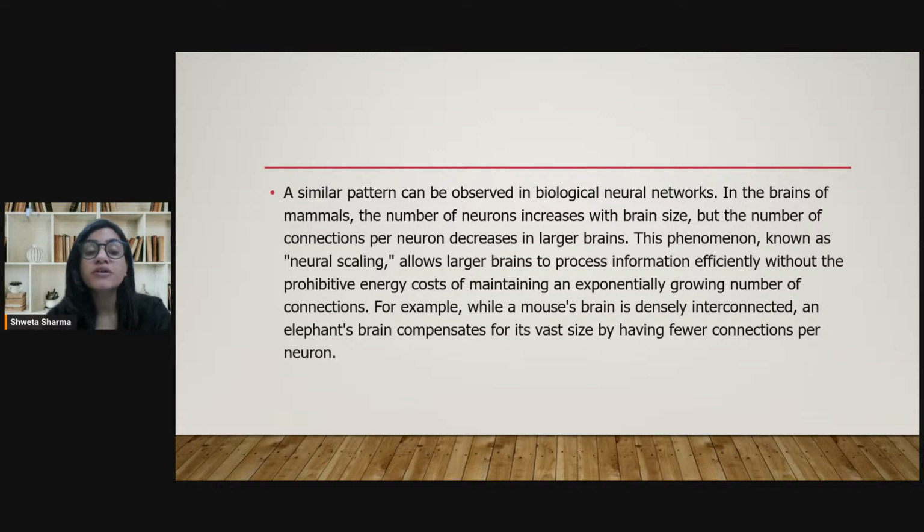But the number of connections per neuron decreases in larger brains, right? So in larger brains there would be fewer connections per neuron, but more neurons. This phenomenon, known as neural scaling, allows larger brains to process information more efficiently without the prohibitive energy costs of maintaining an exponentially growing number of connections.